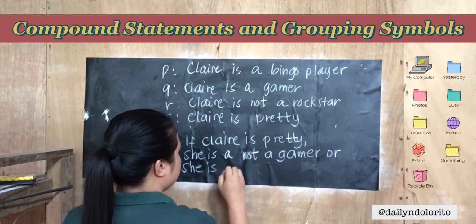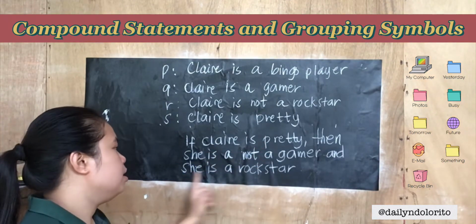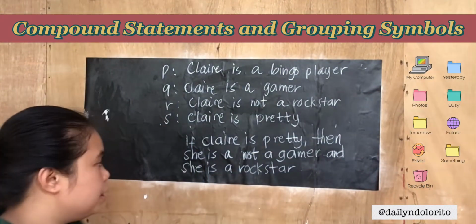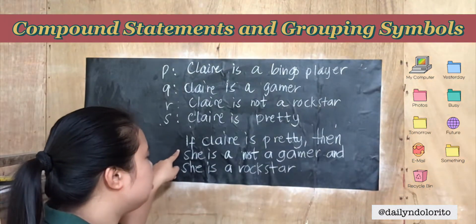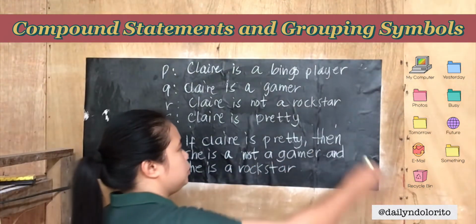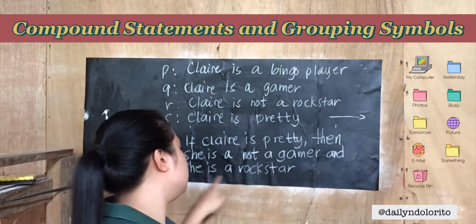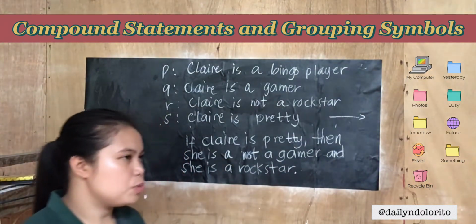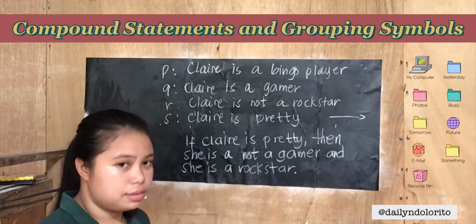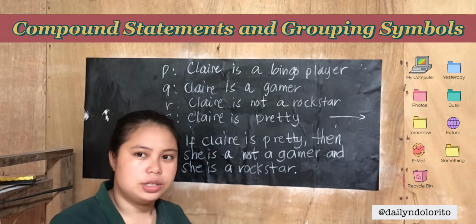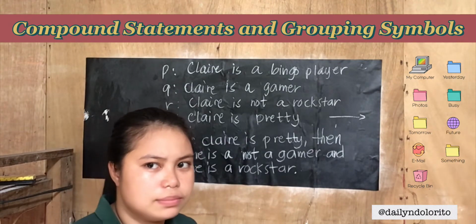The next example is "If Claire is pretty, then she is not a gamer and she is a rock star." So how do we do it? First, let's define the sentences to be grouped. It is an if-then statement, which means we need to put a symbolic form of an arrow, just like that, and "she is not a gamer and she is a rock star." I don't know if this makes sense, but we are not trying to be sensitive about the meaning of the sentences we are translating; rather, we are concerned about the usage and how to group sentences. So the meaning is not that sensitive.